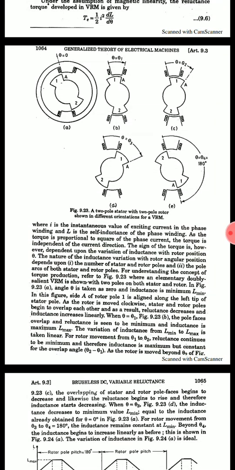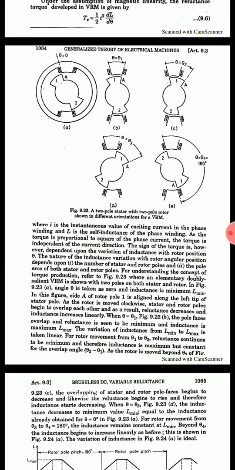To illustrate the concept of torque production, refer to figure 9.23a. Here angle theta is taken as 0 and inductance in this position is minimum. Since inductance is minimum, we can say that reluctance is maximum at theta equals 0. As the rotor is moved clockwise, the stator and rotor poles begin to overlap each other, and as a result reluctance decreases and inductance increases linearly.